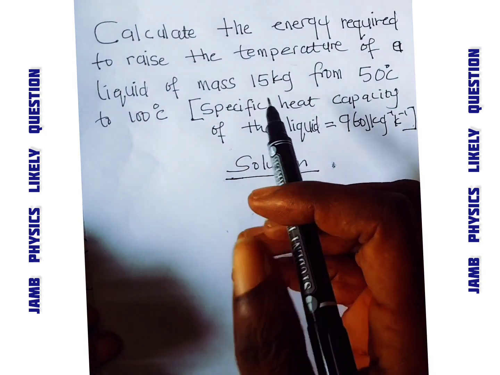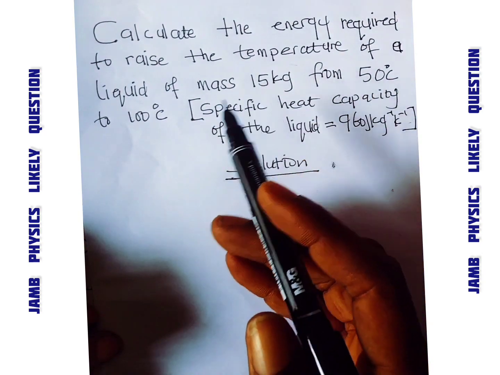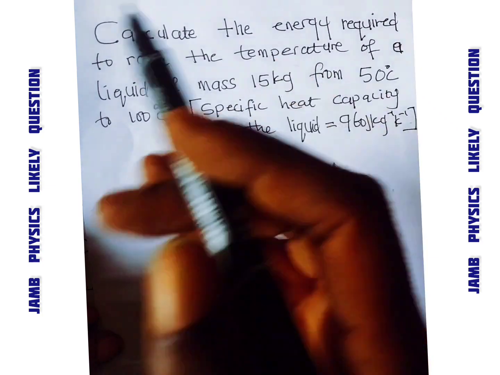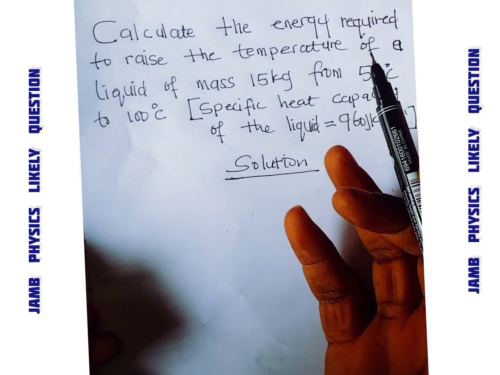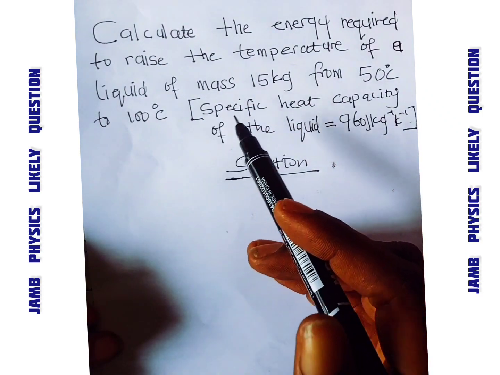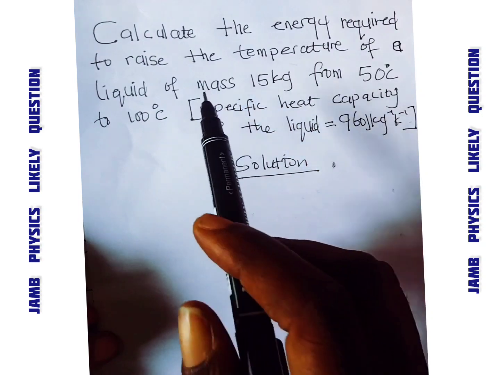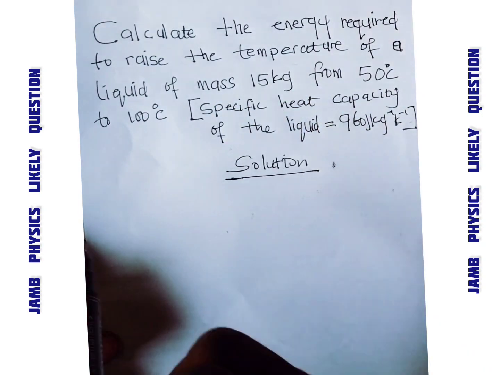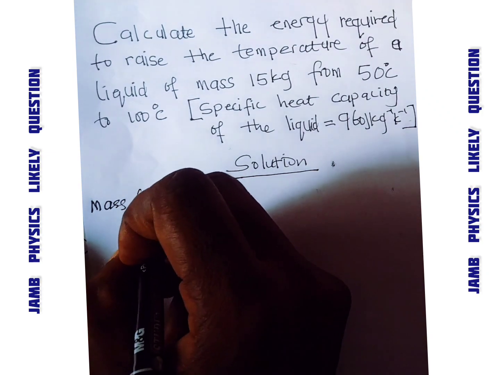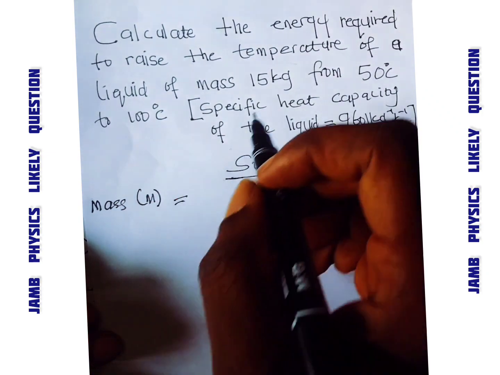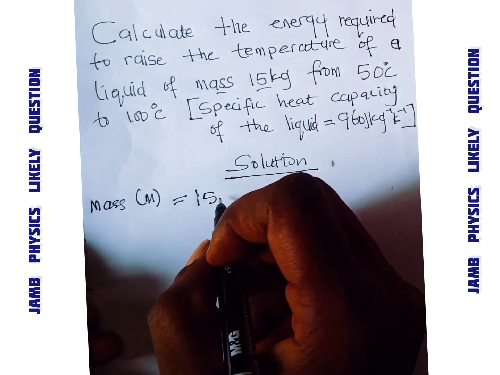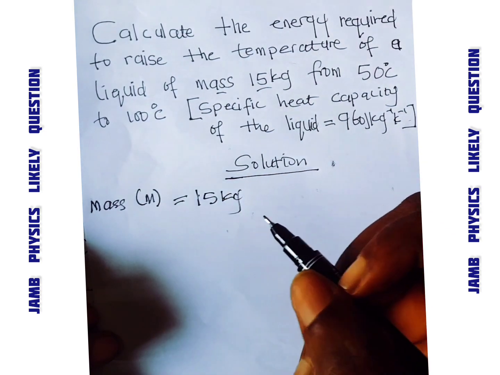Now what formula do we use to solve it? We might not know until we write out the data given to us. And what are the data, the information given in the problem? The first information I want us to write out is the mass. Yes, the mass is 15 kg. Write it: mass, which is represented by M, is equal to 15 kg. Okay, what other thing?